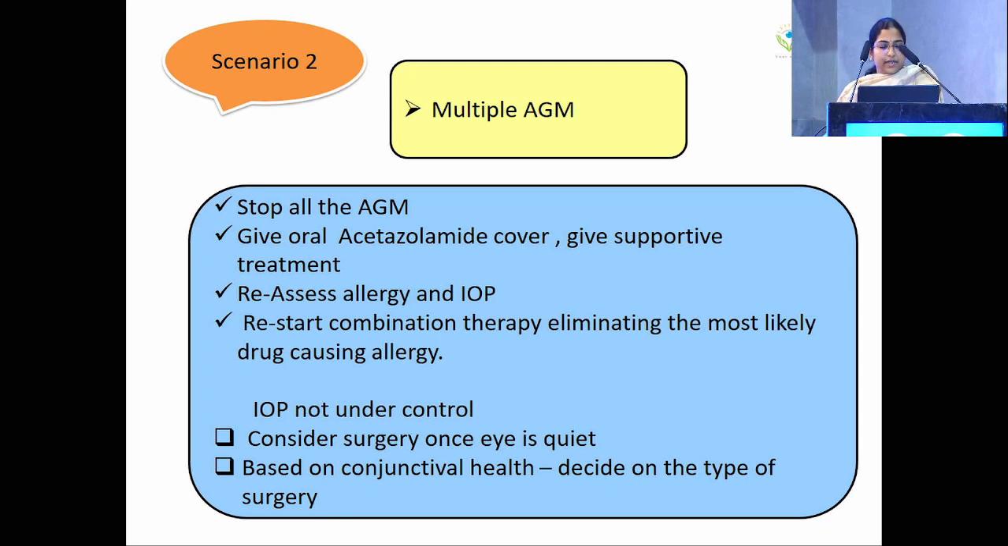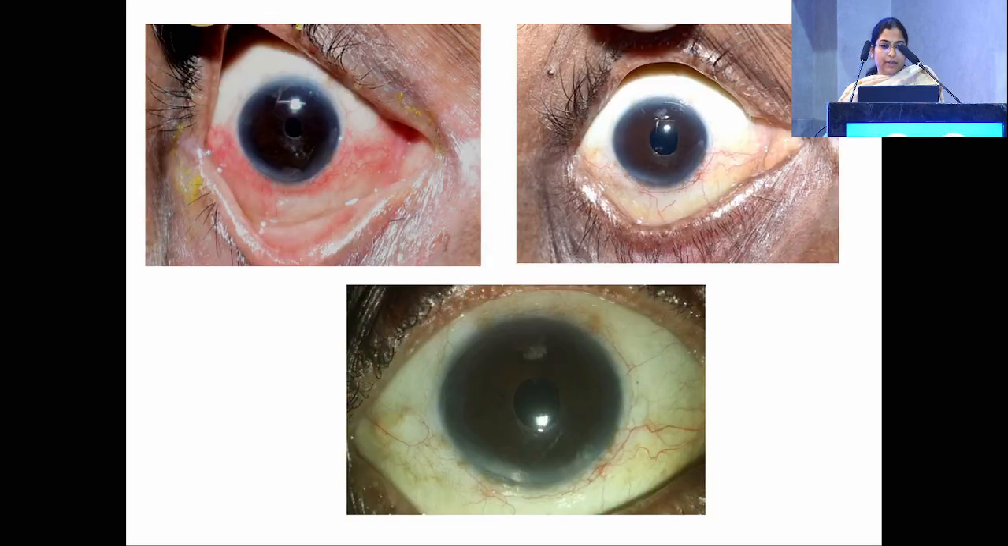If the IOP is under control, we continue the same drug. If IOP is not under control, we can consider surgery once the eye is quiet. Based on the conjunctival health, we can decide whether we want to do a trabeculectomy or an implant. So coming back to our patient, once the offending drug is stopped and supportive treatment is given, the anti-glaucoma medication allergy has decreased over a period of 2 to 3 weeks.